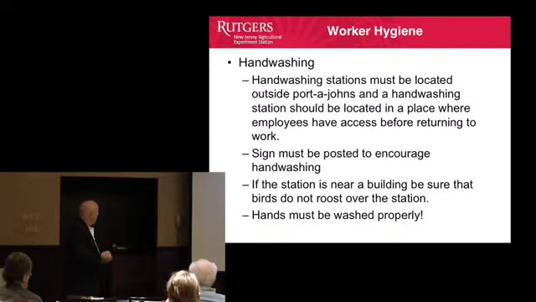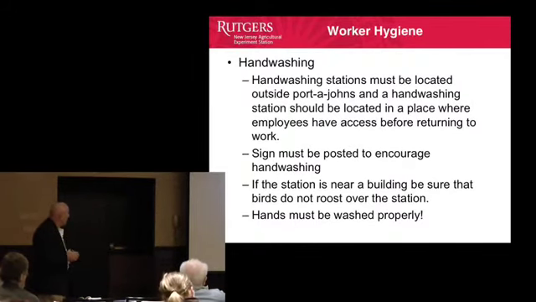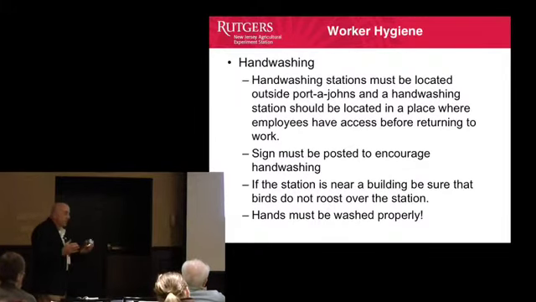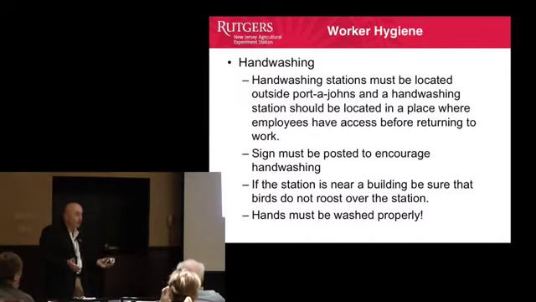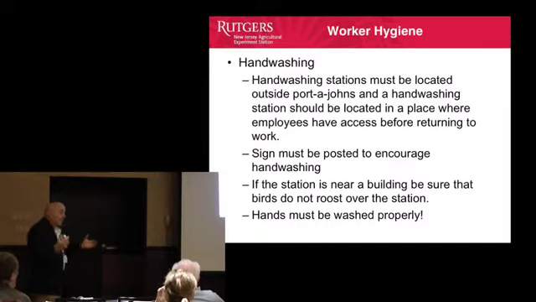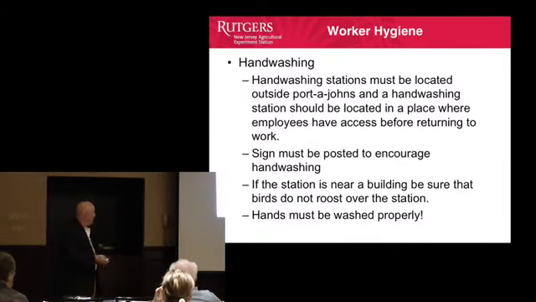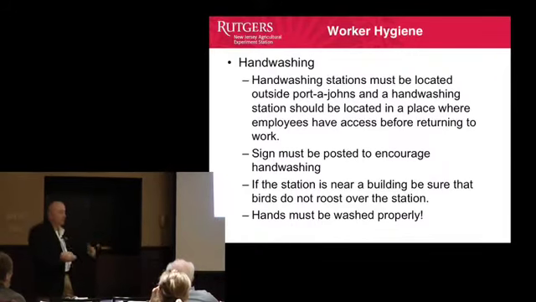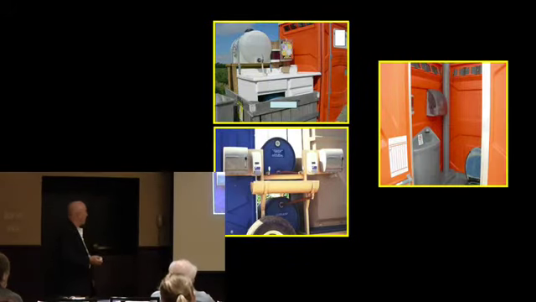So hand washing stations must be located outside porta johns, and a hand washing station should be located in the place where employees have access before returning to work. So one critical part of GAP is sitting your employees down and training them in worker hygiene. Providing signage, providing the right bathroom facilities. That's like 1/5 of GAP. Signs must be posted to encourage hand washing. If the station is near a building, be sure that the birds aren't hanging on the hand washing station. And wash hands properly, okay?